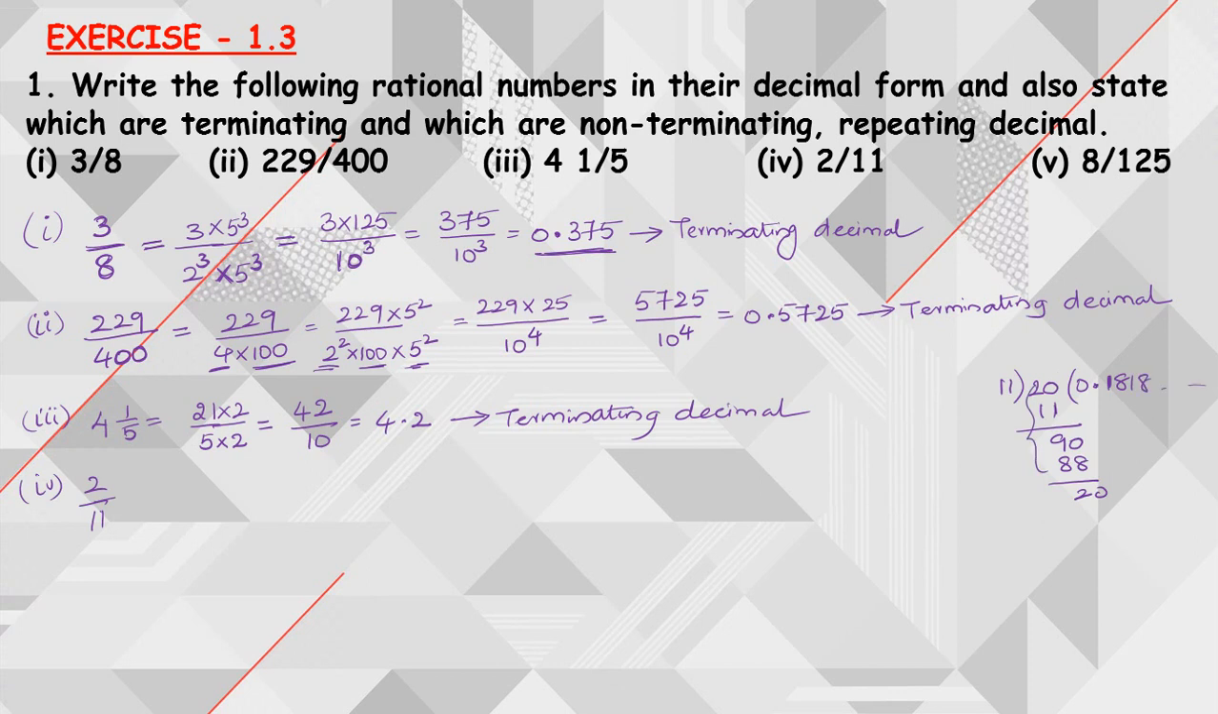So 0.181818. This 2 by 11 I can write as 0.181818 and so on. That means this is 0.18 bar.